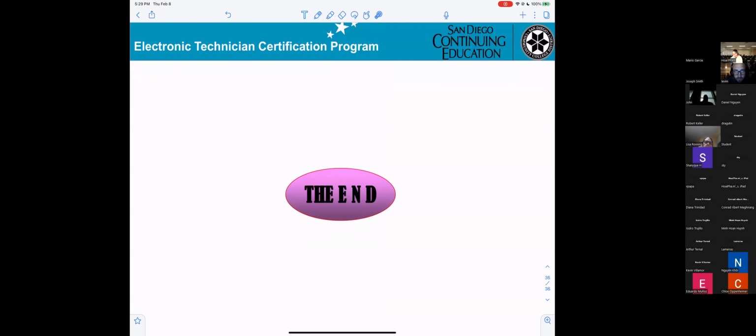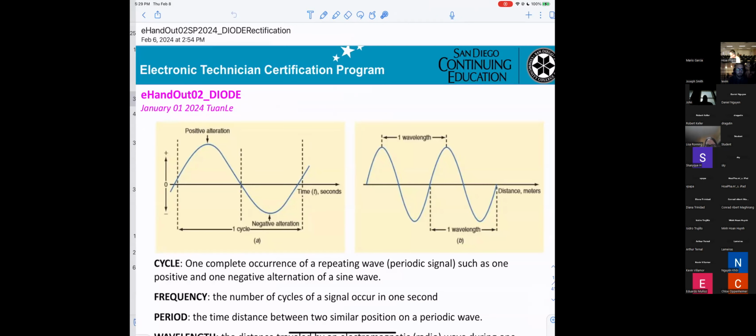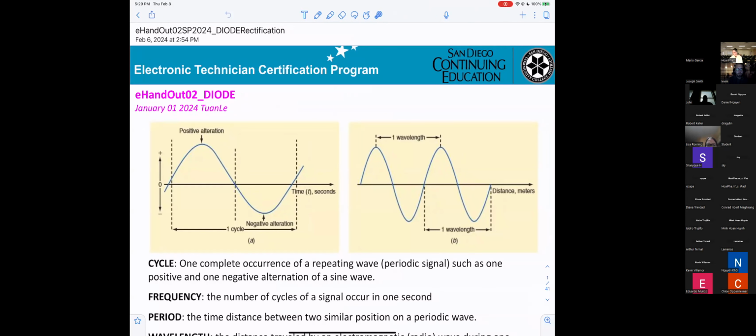Okay, and now today I will be sticking with the electronics. Okay, this is the main thing, a very important thing for you guys.